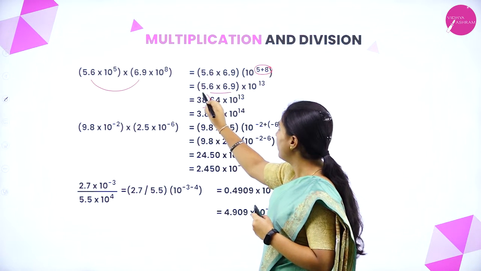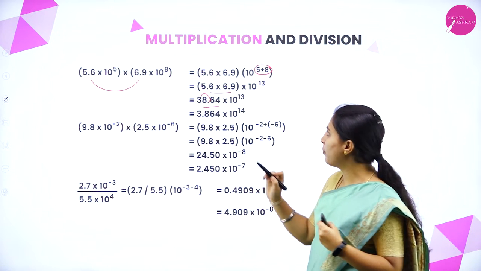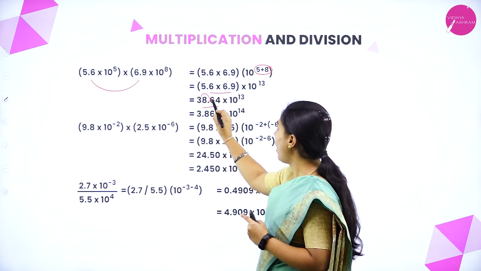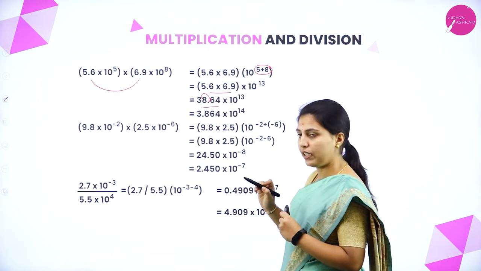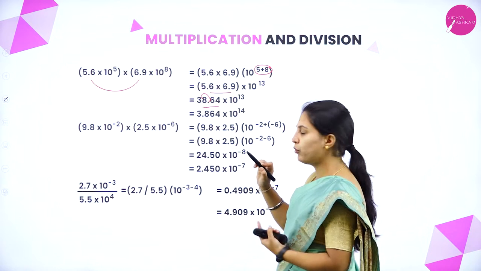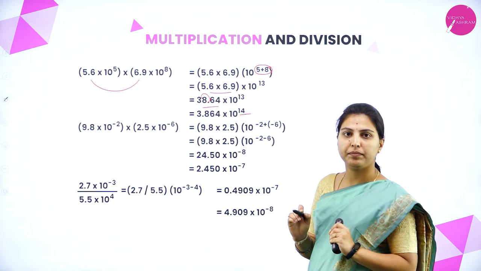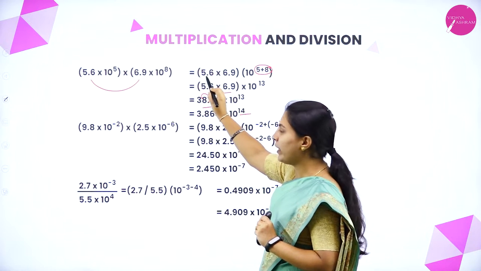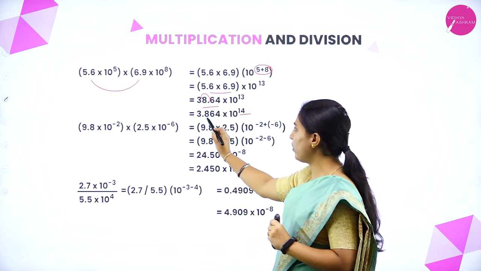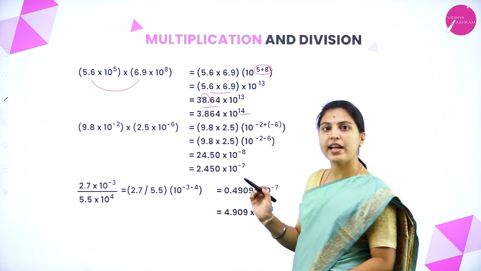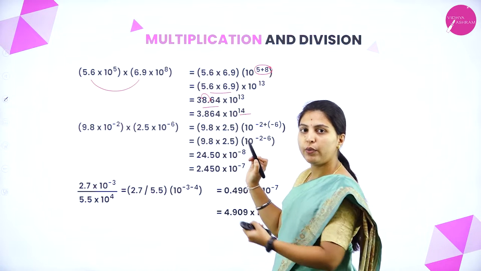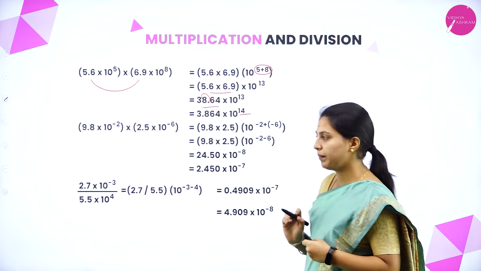If you want to write it in a single digit before the decimal point, why are you doing that? In this question, the decimal is present after one digit, that's why your solution should also have the decimal after one digit only. So from right to left you are moving the decimal by one digit, so with a positive sign you have to write. When there is one digit before the decimal, your solution should also be written with one digit before the decimal only. You should convert it. The conversion I showed in the previous slide. See, one decimal is moving after one digit, so you will get it like this.